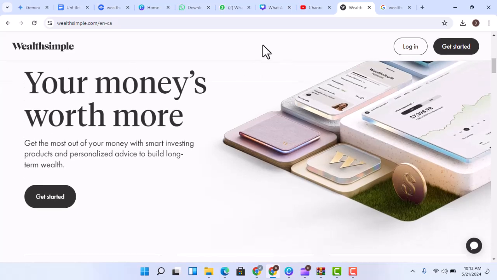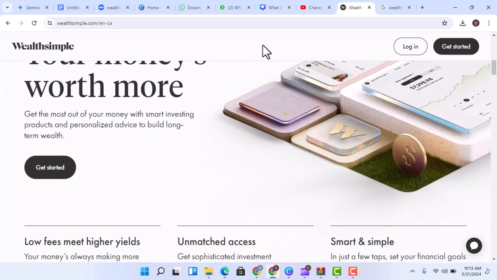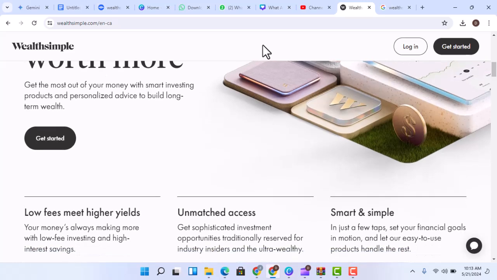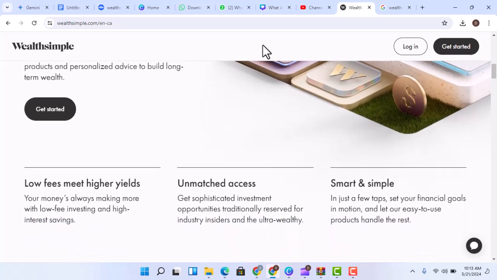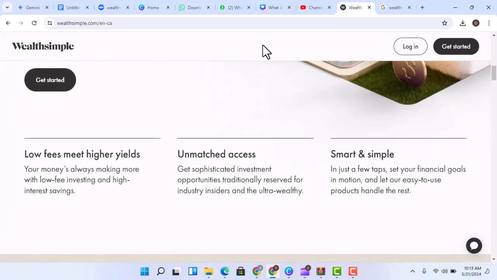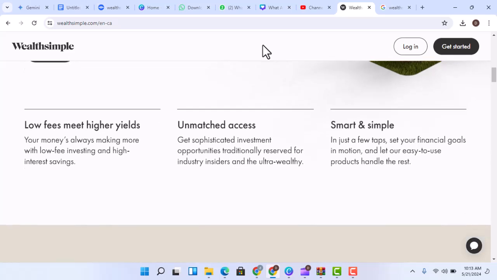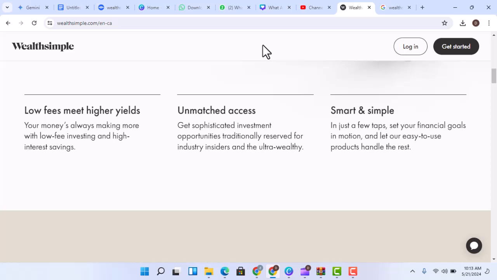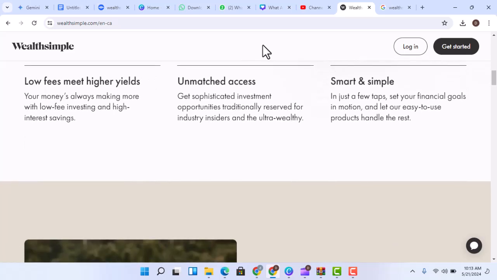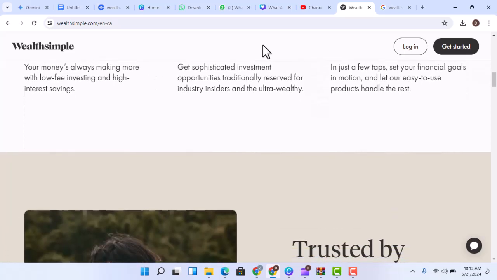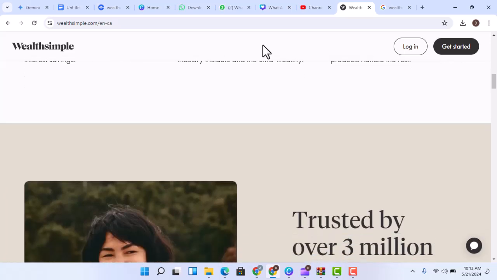Fee breakdown. One, account fees. Wealthsimple offers a few account types, each with its own fees. The basic account is free, but you'll have limited features. The Wealthsimple Trade account, designed for active traders, has a monthly fee. The Wealthsimple Invest account, for automated investing, charges a management fee based on your portfolio size.